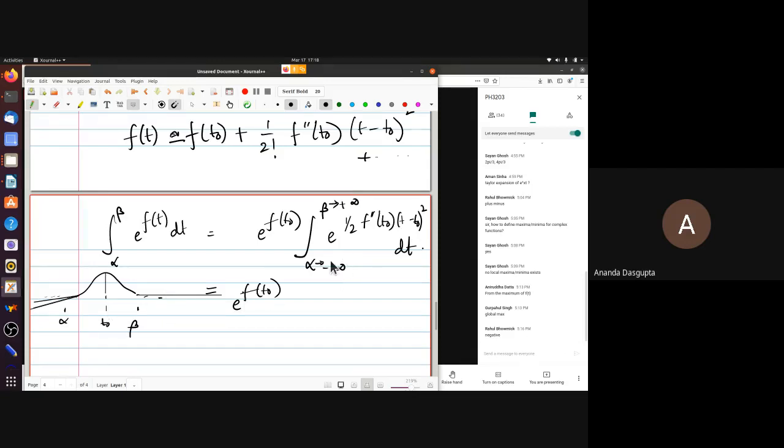Okay. But you all know what the integral is from minus infinity to plus infinity, right? Then it's just a plain Gaussian integral. Okay. So it's e to the f(t0) times the value of this Gaussian integral. And what is that?